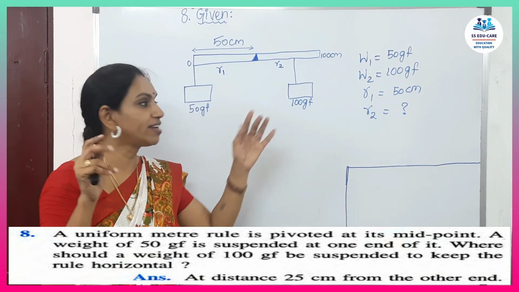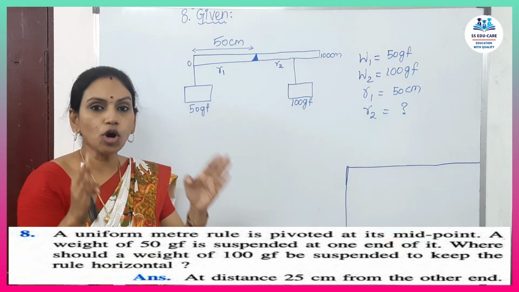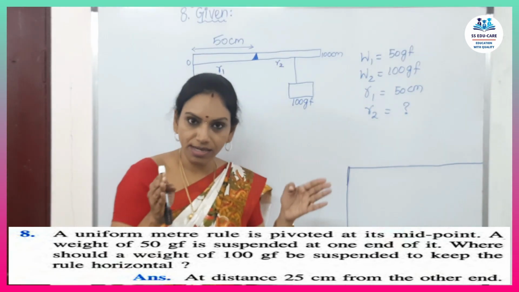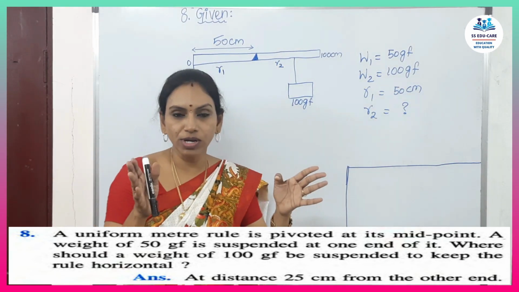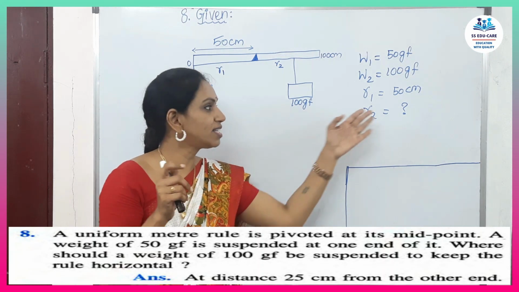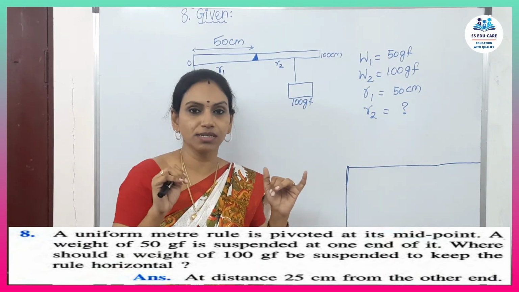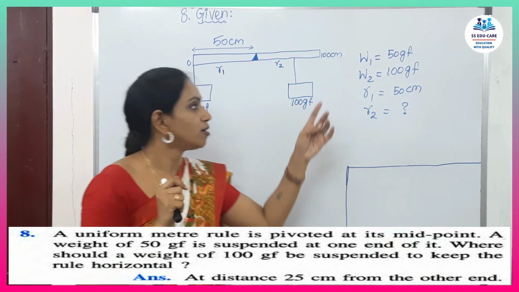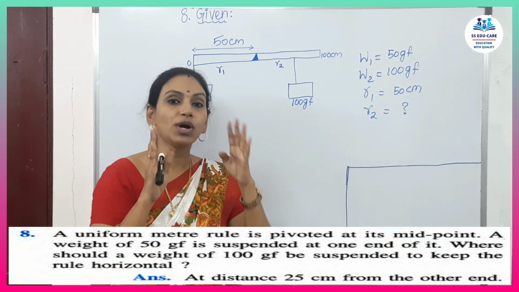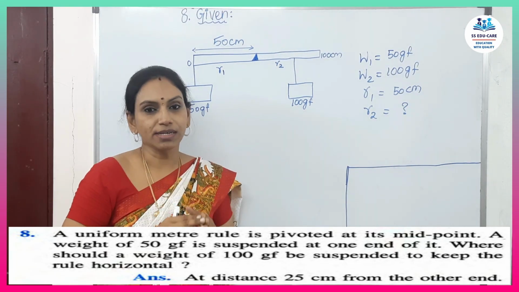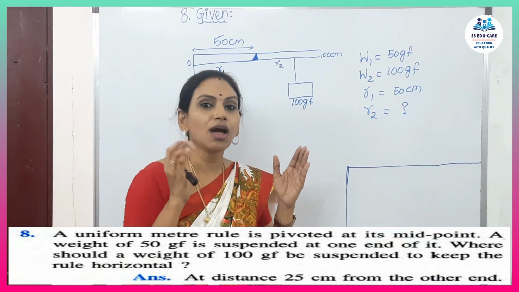For this we should find out R2 distance. R1 also 50 centimeter. I am not converting centimeter here because the unit of W is gram force only. So I am not converting it into meter. I am keeping it as such like 50 centimeter. Okay, fine. Let's do that. So according to this W1, W2, R1, R2, what are we going to formulate? We know that according to principle of moments, what is that?